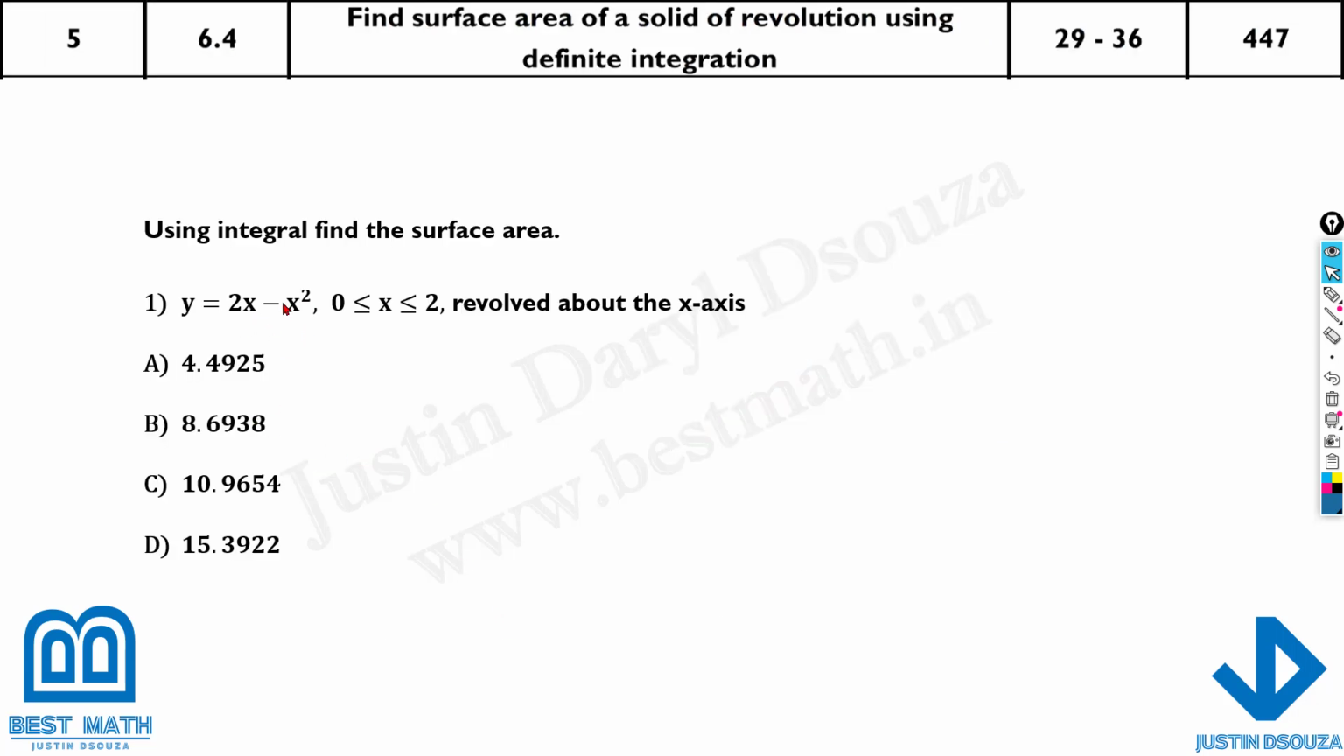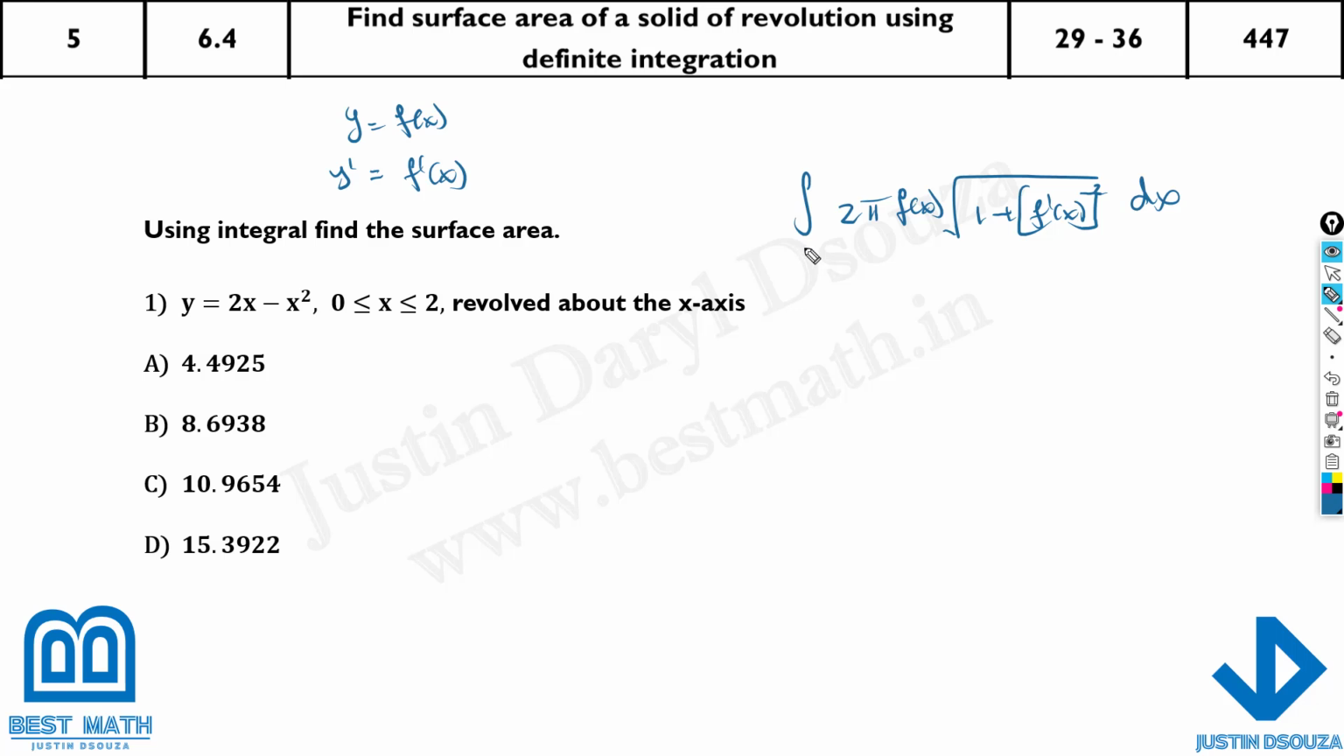Where the function is given 2x minus x squared. So what you need to do is you have to use this function and the derivative of that function as well. So let's see, integral 2 pi, the given function. That's why we write y as f of x. And y derivative, y prime or y dash, can be f prime of x. It's multiplied with the square root of 1 plus f prime of x, but this entire thing is squared up, and dx. The limits vary from a to b, whatever is given.